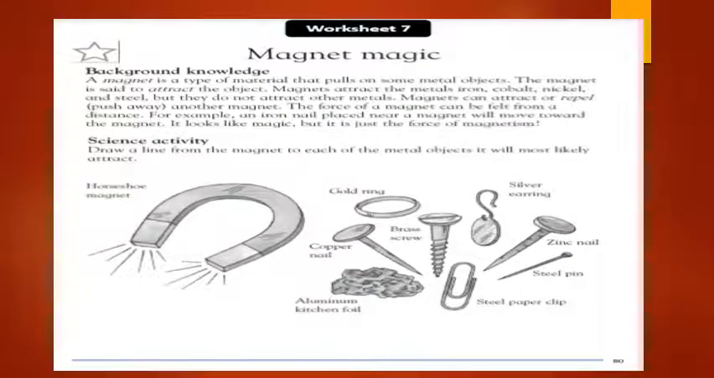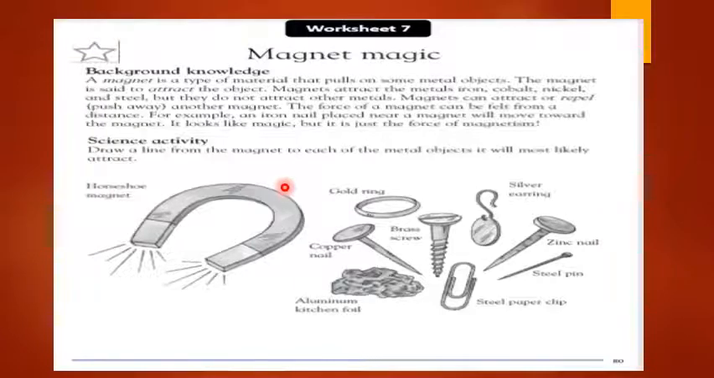Now worksheet number 7, magnet magic. Background knowledge. A magnet is a type of material that pulls on some metal objects. The magnet is said to attract the object. Magnets attract the metals iron, cobalt, nickel, and steel, but they do not attract other metals. Magnets can attract or repel, push away, another magnet. The force of a magnet can be felt from a distance. For example, an iron nail placed near a magnet will move toward the magnet. It looks like magic, but it is just the force of magnetism.